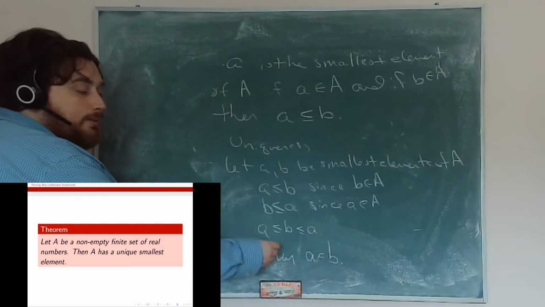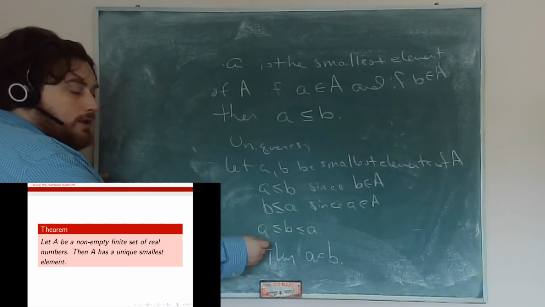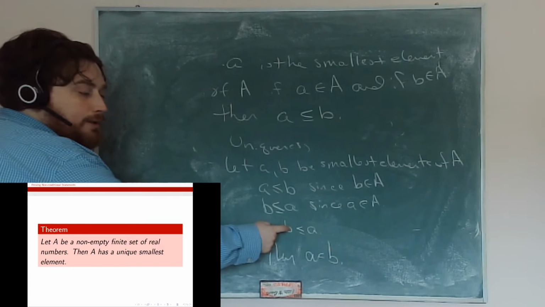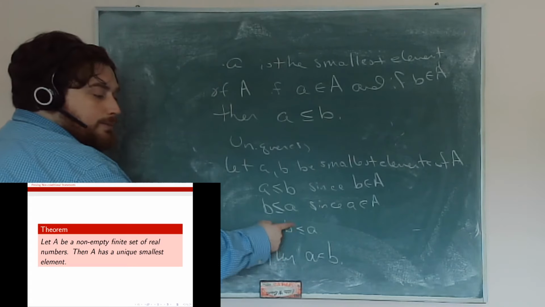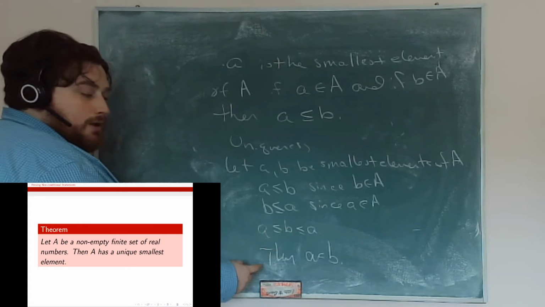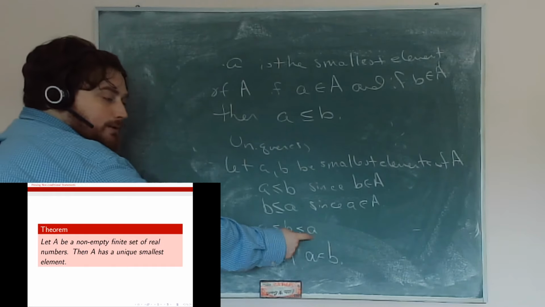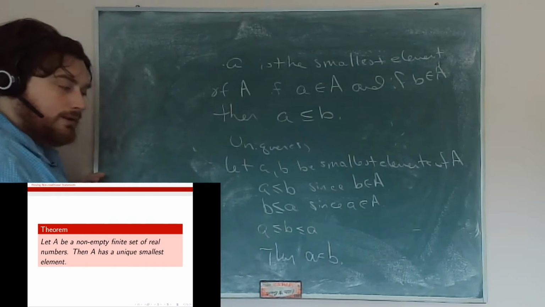Notice that the only way that can happen is if they're equal. That is, if B were bigger than A, that would mean that this is not true. If B were smaller than A, it would mean that this is not true. So the only way we can have A less than or equal to B less than or equal to A is if A is equal to B.